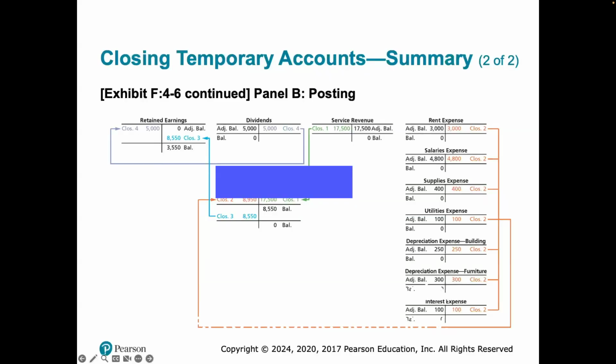Service revenue is transferred over to income summary. We can see all of our expenses, so we have rent expense, all being closed out into income summary. Then income summary is transferred over to retained earnings, and the dividends account is closed out and turned over to retained earnings. So service revenue and rent expense come over to income summary, then are transferred to retained earnings. Dividends just go straight to retained earnings.